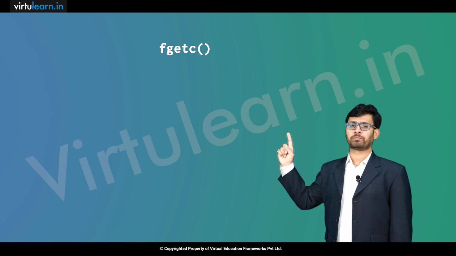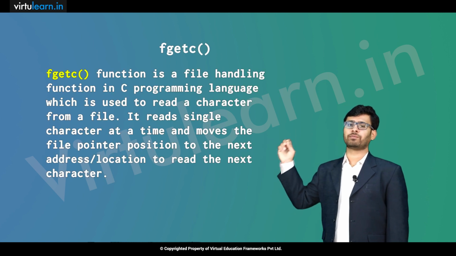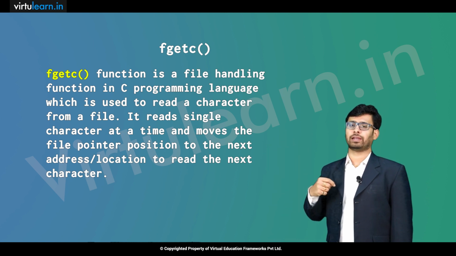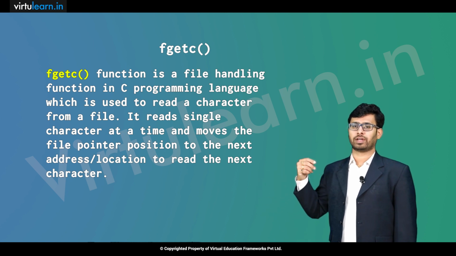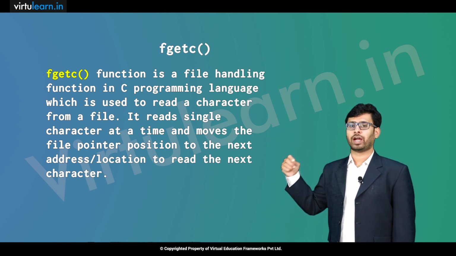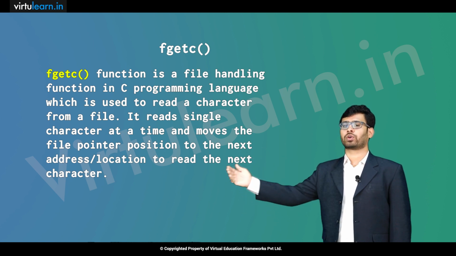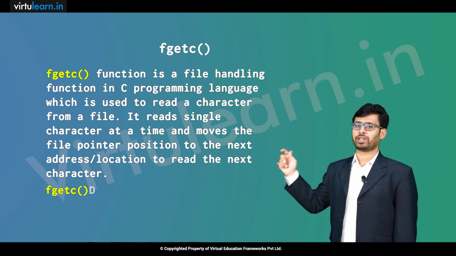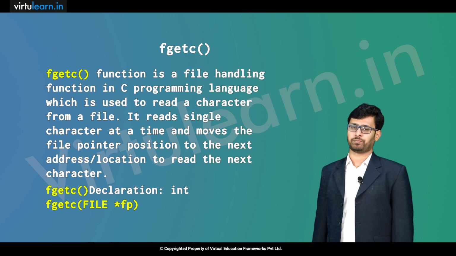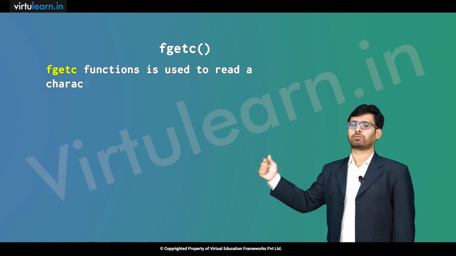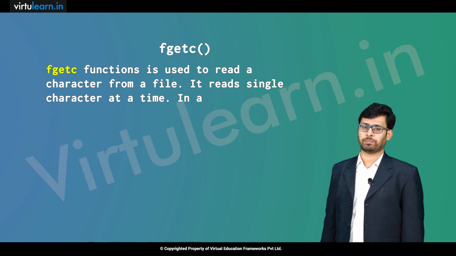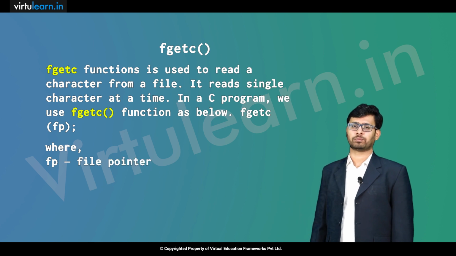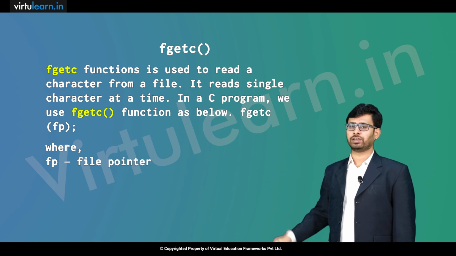Next, fgetc. The fgetc function is a file handling function in the C programming language which is used to read a character from the file. It reads a single character at a time and moves the file pointer position to the next address location to read the next character. So how we need to represent it is int fgetc of file pointer name. That is, whatever file pointer we want to read, we are going to give the file pointer name. fgetc of fp, where fp is nothing but a file pointer. So this is how we are going to represent fgetc.